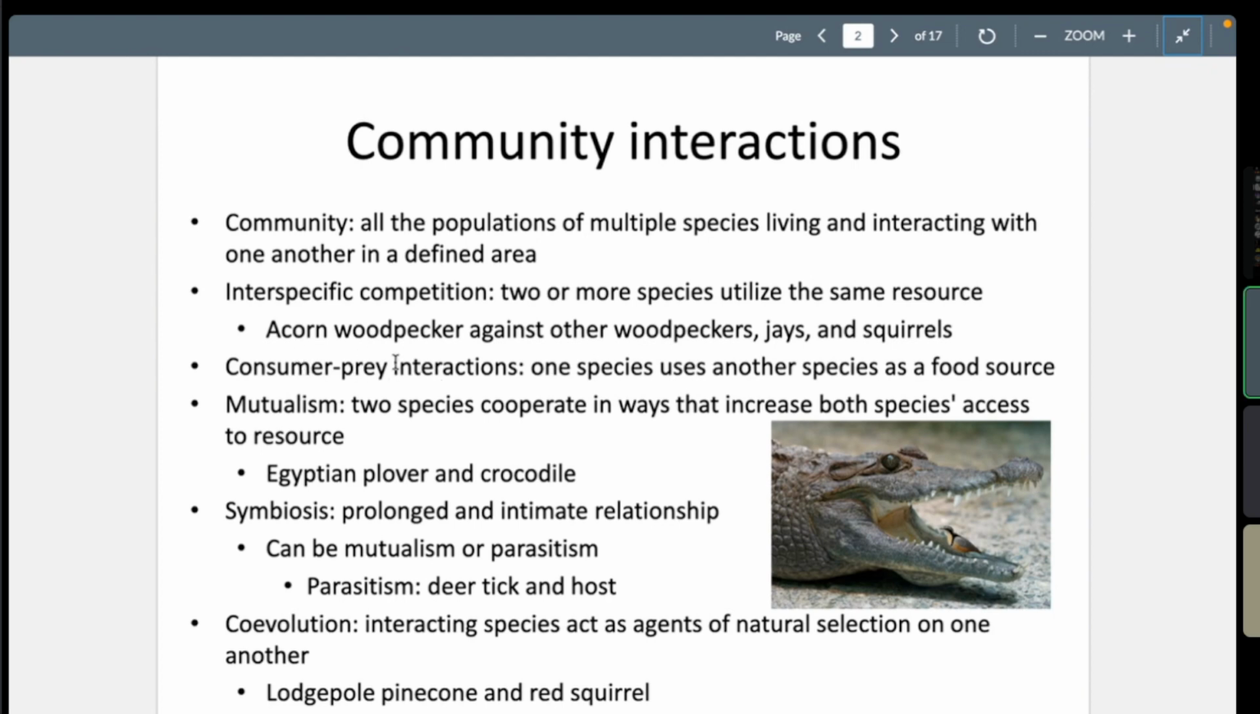In consumer-prey interactions, one species uses another species as a food source. Like this crocodile, for example, will eat other animals. That's going to be consumer-prey interactions.